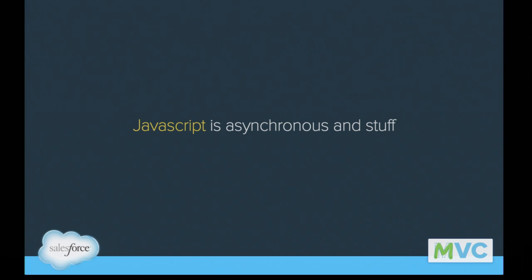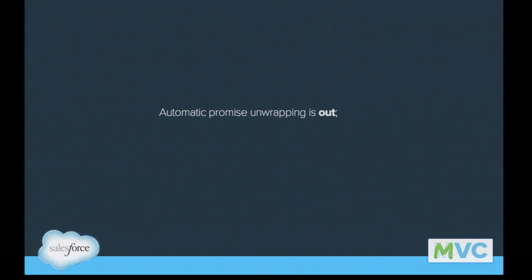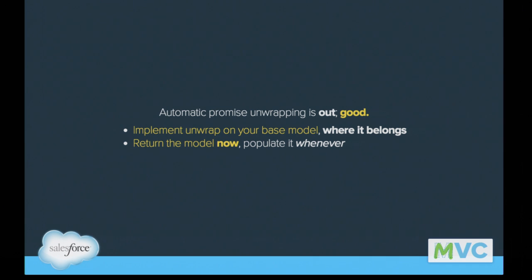So the first thing is JavaScript is asynchronous. Yeah, that does make sense. It is asynchronous. Automatic promise unwrapping is out. I mentioned that. But you can just implement it on your own. And you know what? That makes a lot more sense because it really belongs on the model anyway.